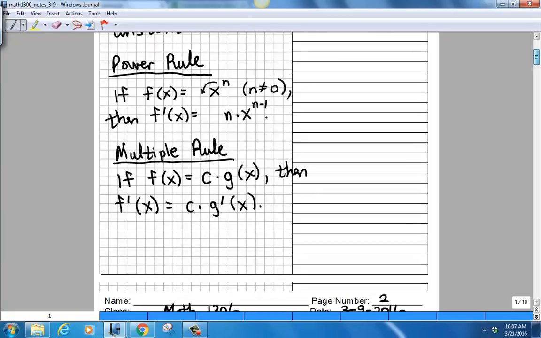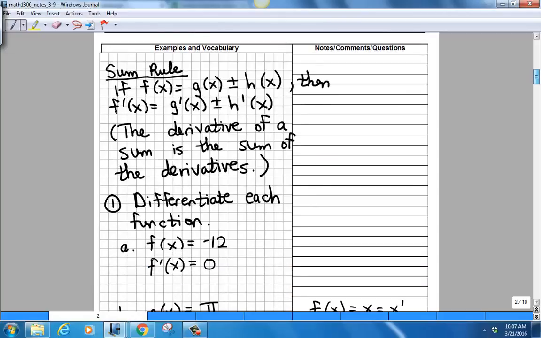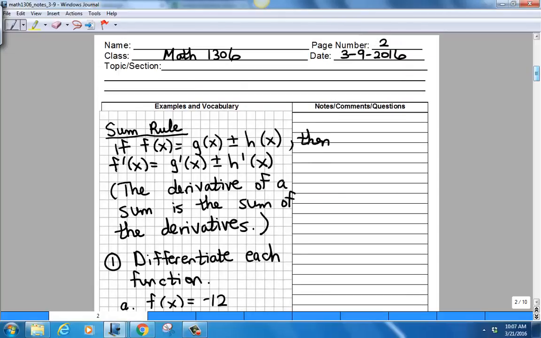And then let's see, the last one here is called the sum rule. Actually, it's the sum and difference rule. If you have a function that's the sum or difference of terms, then you can find the rate of change of that function just by finding the rate of change of each of the terms separately. That's what the sum rule says. So the derivative of a sum is the sum of the derivatives.